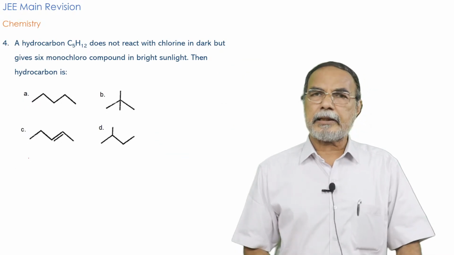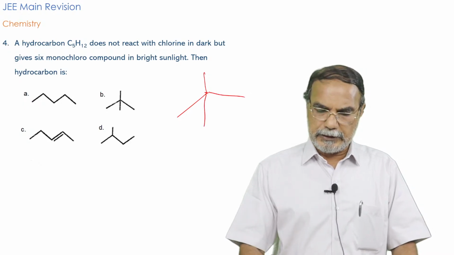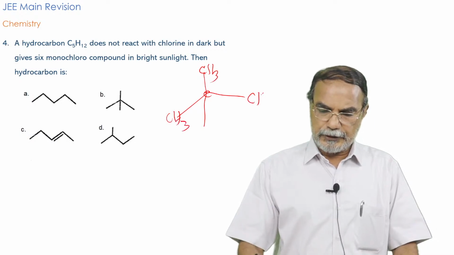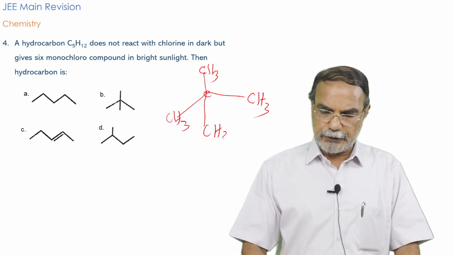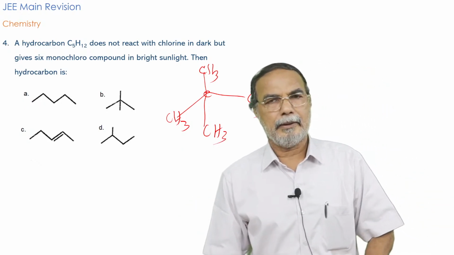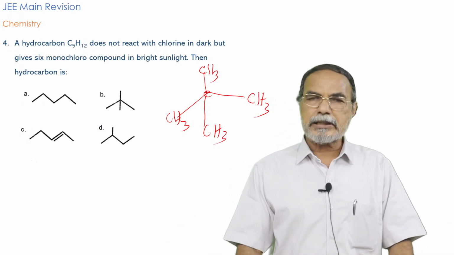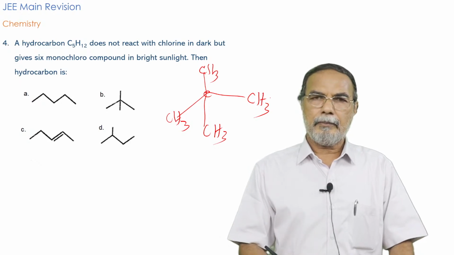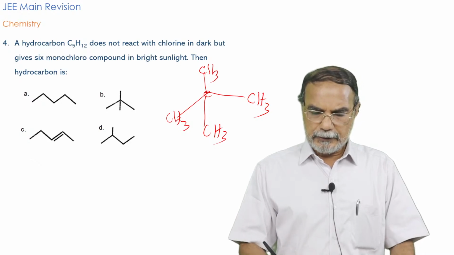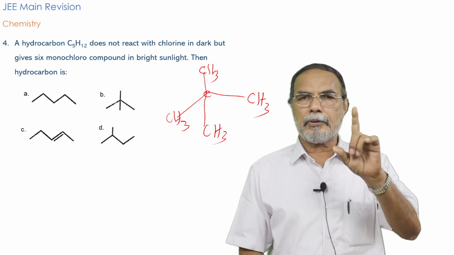And if you take the second compound, this is neopentane. This is C, you have CH3, CH3, CH3, and this also is CH3. And all the 4 CH3 are equivalent, isn't it? So whichever CH3 you monochlorinate, you get one and the same product. So that means this compound on monochlorination gives a single monochloro derivative.